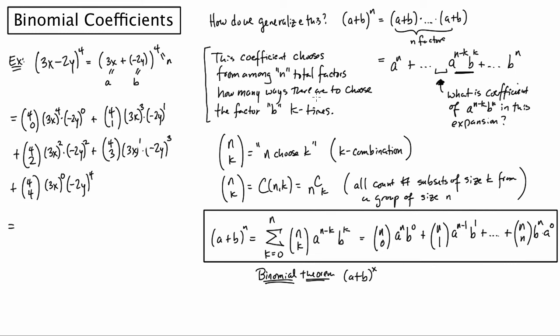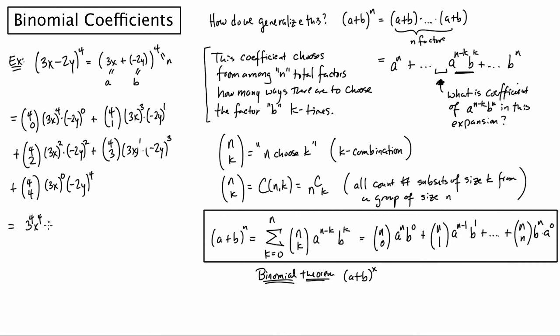The difficulty at this point, though, is understanding what the binomial coefficients equate to. So for example, if I look at 4 choose 0, that's how many ways there are to choose nothing from a group of 4. Well, that one's pretty easy to do in our heads. There's one way to do that. You just don't choose. So 4 choose 0 is 1. 3x to the 4th is 3 to the 4th, x to the 4th.